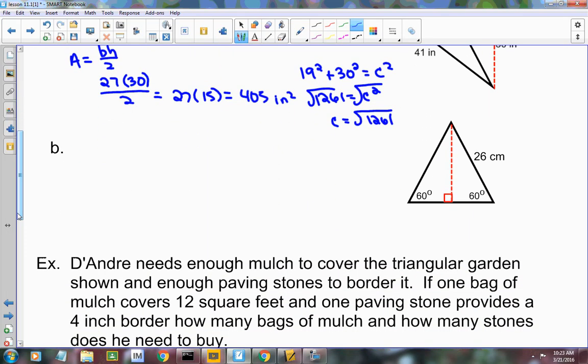What kind of triangle are we dealing with in this one? It's equilateral, okay? And how do we know that it's equilateral? We got 60 here, so it's got to be 60 up here. It's equiangular, and if it's equiangular, it's equilateral. So that means if this side's 26, this is 26, and that is 26, okay? And so my perimeter is going to be 3 times 26, which is 78 centimeters.